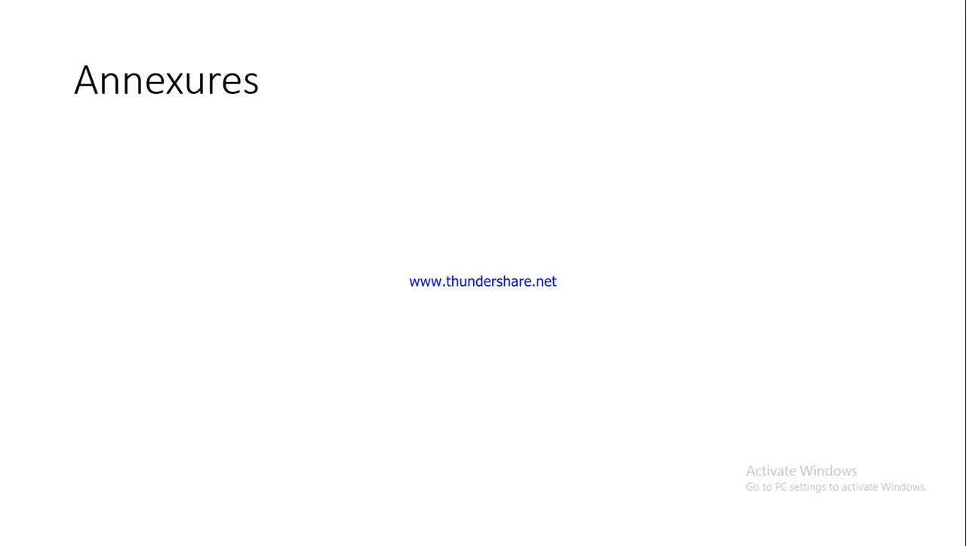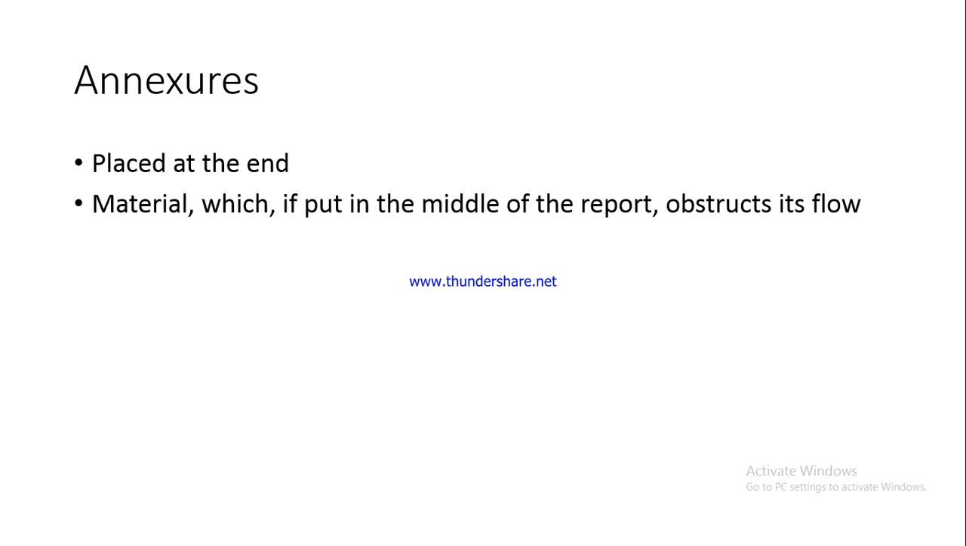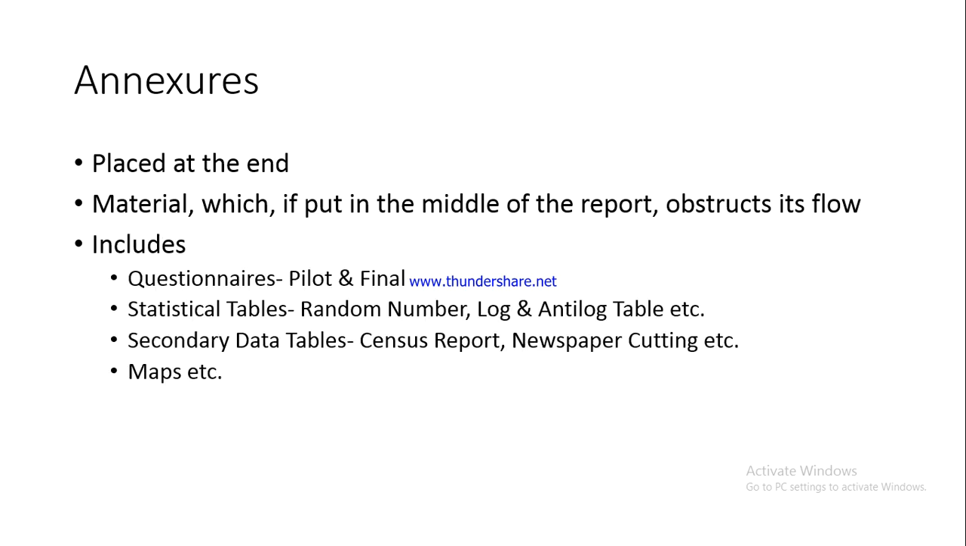Then we move over to the annexures. Now what are annexures? They are placed at the end. They contain material which, if put in the middle of the report, may obstruct its flow. So we place these kinds of materials at the end. This may include the various types of questionnaires, the pilot questionnaire, we have discussed what pilot questionnaires are, and the final questionnaire, the statistical tables, the random number tables. You would remember we have been using the random number table in probability sampling, log and anti-log tables, secondary data tables, census reports, newspaper cuttings, maps, etc. So these are the things which you put at the end.